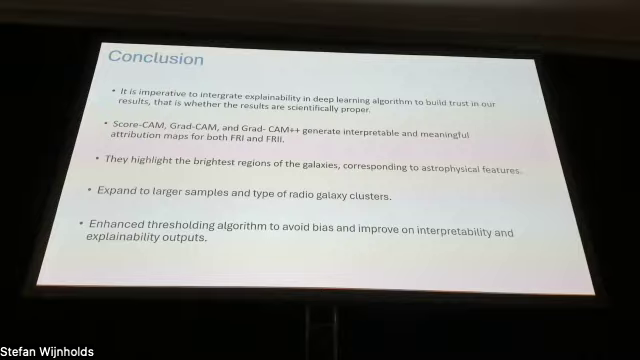So it's important to integrate a way to explain our results. So we need to integrate an attribution operator. And from that, we found for radio galaxies, the three methods that are good enough or provide us good results are ScoreCAM, GradCAM, and GradCAM++ as compared to the other methods. And of course, they highlight the brightest regions of the galaxies corresponding to astrophysical features.